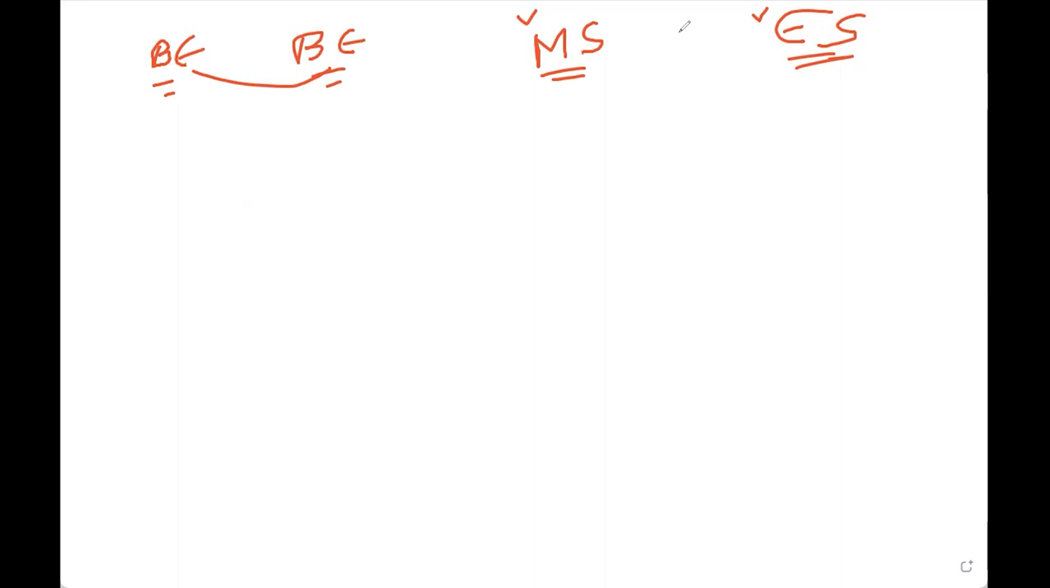Okay, so let's continue. And once I complete this, we will end our second class. And the third class, I'll give you the timing for the third class. Okay. Let's start. Let's talk about bearish engulfing first.